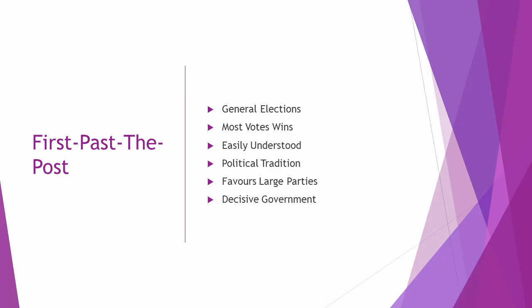One advantage of first-past-the-post is that it is a simple system that voters can easily understand. As well as this, the elected representatives are bound to the needs and wants of their constituency. In addition, first-past-the-post is part of political tradition that produces an outright winner. However, one disadvantage of first-past-the-post is that it favours large parties, with the biggest party tending to win more seats than its proportion of votes. As well as this, first-past-the-post can fail to produce a decisive government.